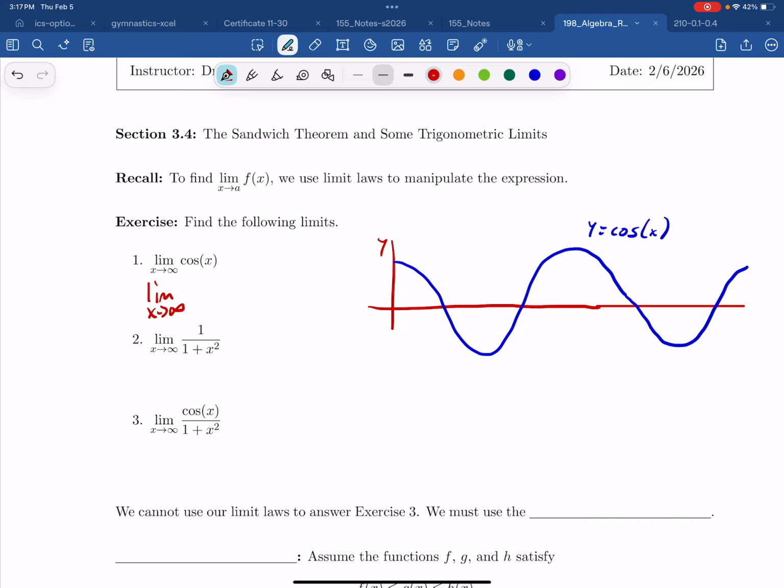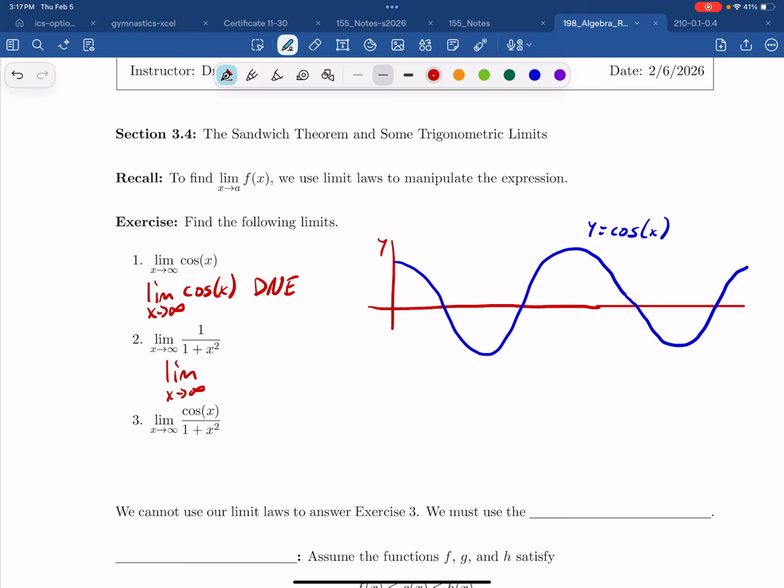So this is one of those weird examples where the limit actually does not exist. And it's not because it's infinite or because the left and right hand limits aren't equal. It's because the function just never converges to a value. It never gets arbitrarily close to a single y value and stays there. It just doesn't. Okay?